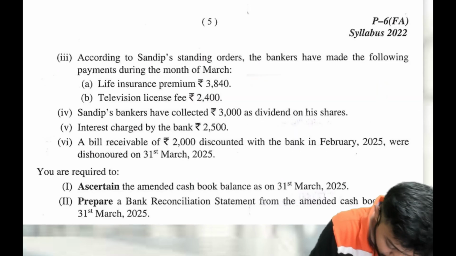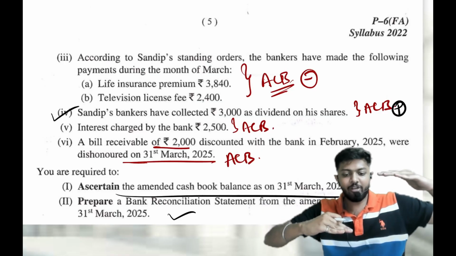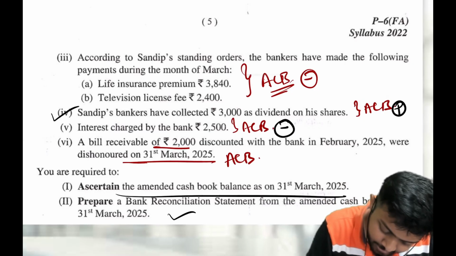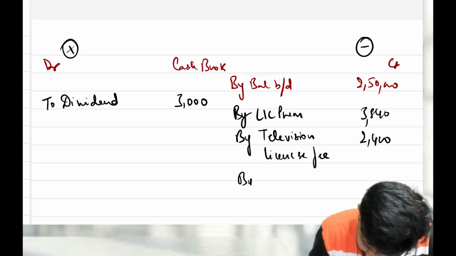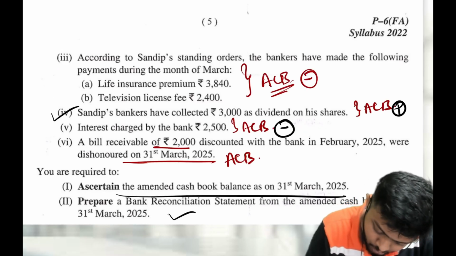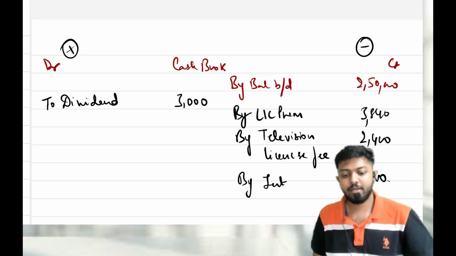Next. Interest charged by the bank directly, so passbook is lesser, cash book is more. We are doing it from cash book angle. Subtract, I'm supposed to minus, comes in the credit side. By interest, how much? It's 2,500.